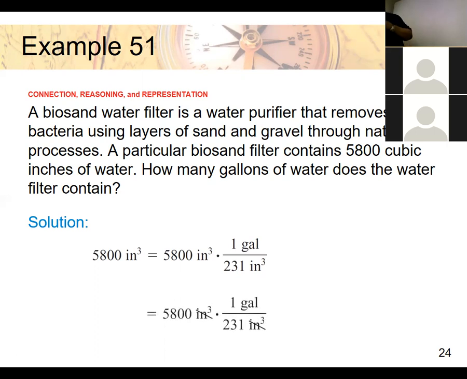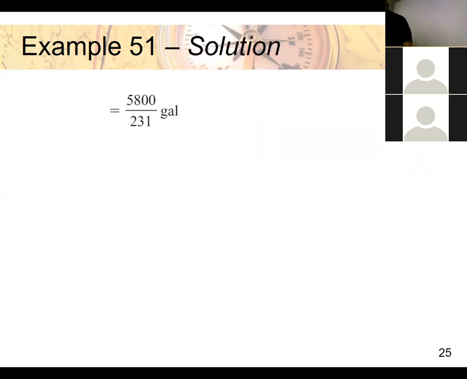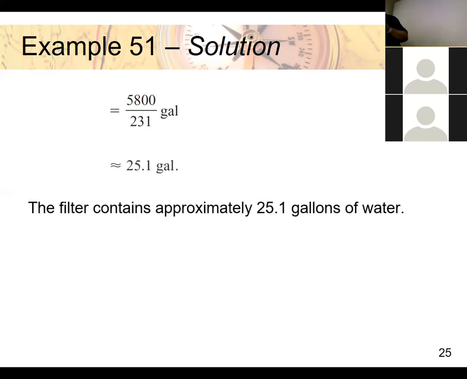And as you can see here, the cubic inches divide out. That's where that line comes from. You'll be left with 5,800 divided by 231, and it'll be in gallons. So on the next slide, you'll see it'll be approximately 25.1 gallons. So the filter contains approximately 25.1 gallons of water.